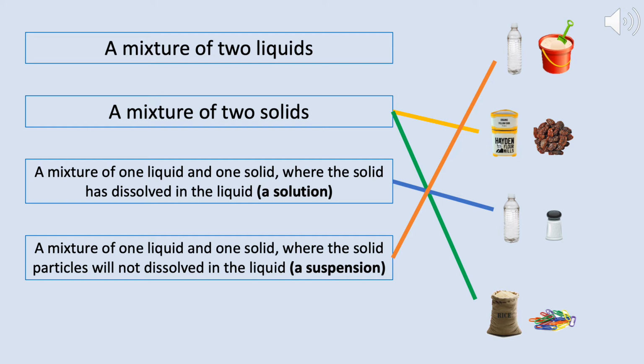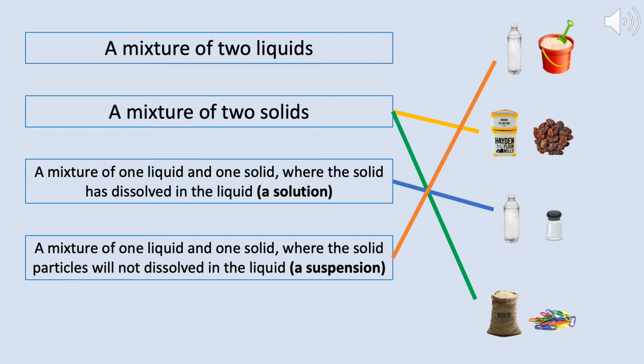A solution, there is an example of a solution where there's a liquid and a solid and the solid has dissolved, and that's the water and the salt. If I mixed accidentally or on purpose salt with water, then the salt would dissolve into the water. Now, it doesn't disappear, it would create a salty water. I wouldn't be able to see the salt particles anymore, but it would still be there, but it would have dissolved into the water.